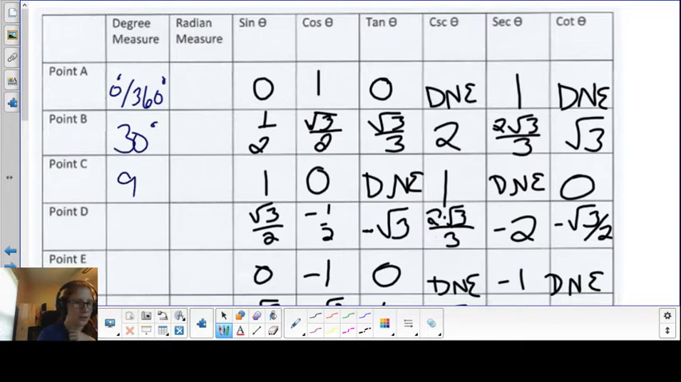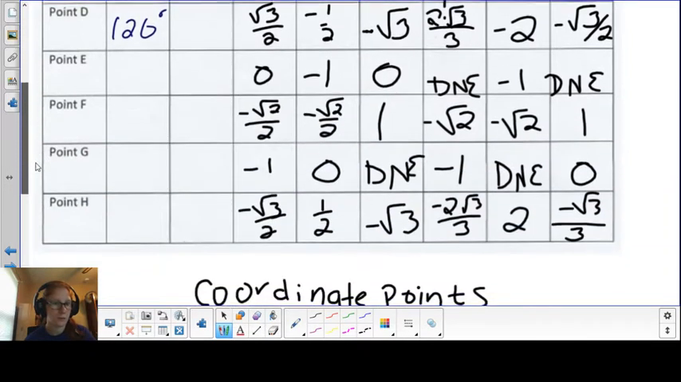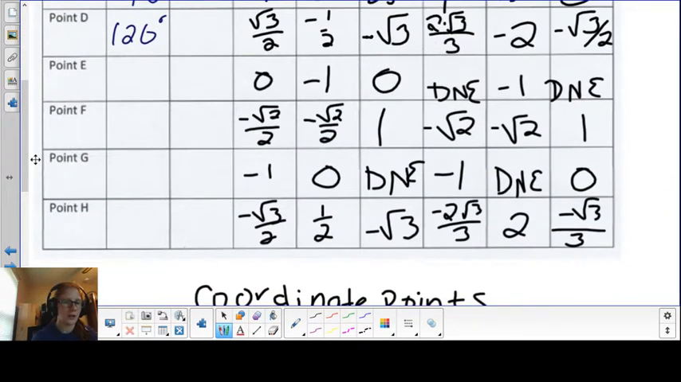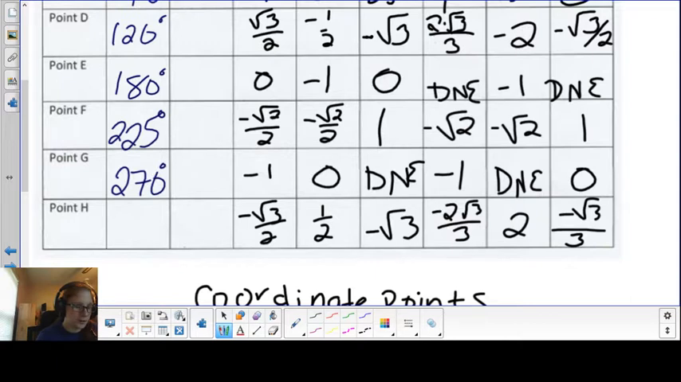C turned out to be a 90-degree angle. It's one of my main 4. D we discovered was 120 degrees. We determined that by basic addition. Point E is 180. It's another basic 4, or main 4. Point F was the first 45-degree version, and that was 225. G was a basic 4. It's 270. And H, we worked on that last one together. We determined it was 300 degrees.